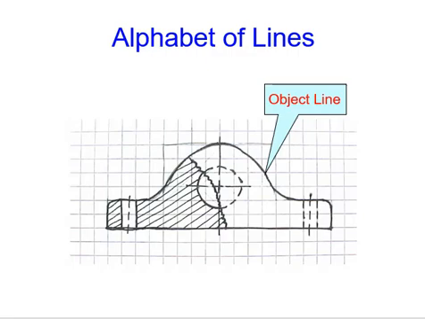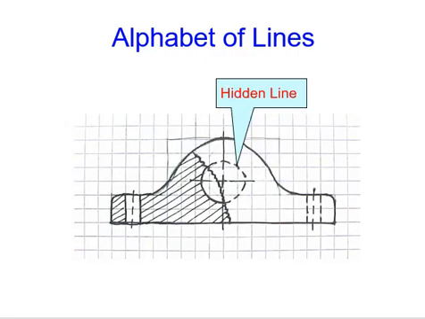Object lines are thick lines used to show visible edges of an object. In many situations, construction lines turn into an object. Hidden lines are used to show exterior details not visible from the outside of the object being drawn. In this part, a hidden line is used to show a hole not visible from this side of the object.